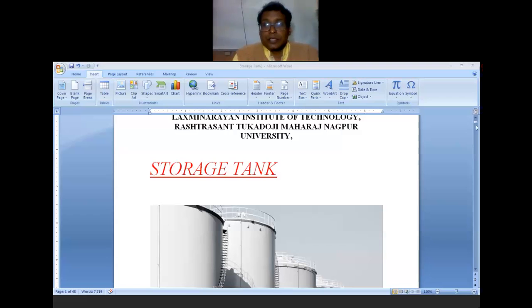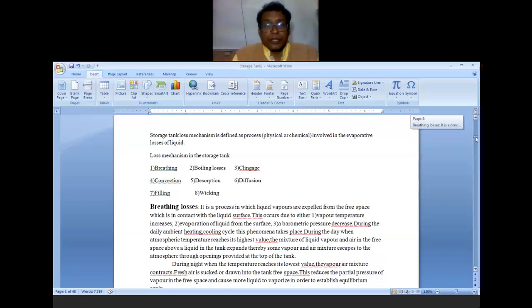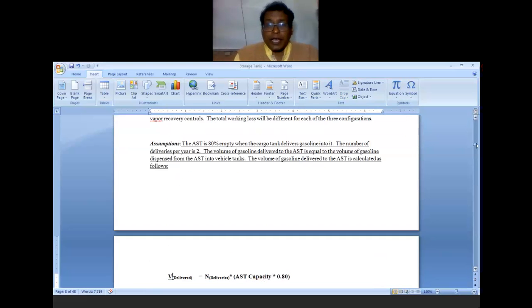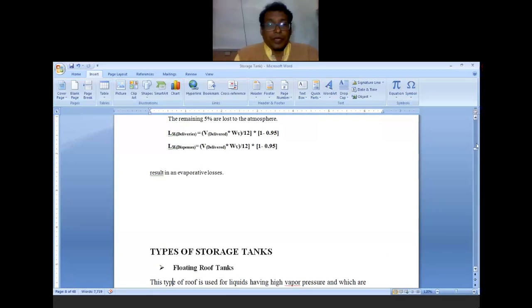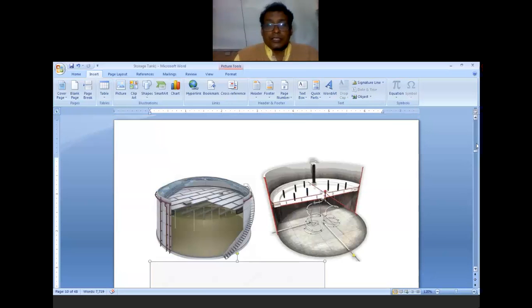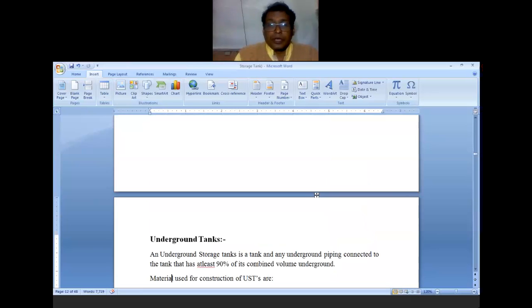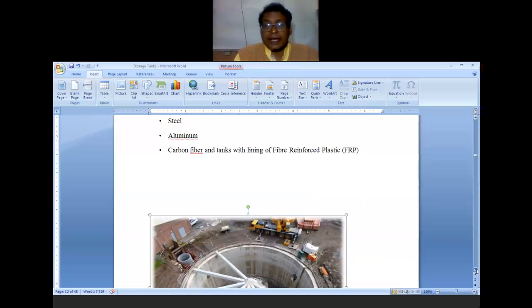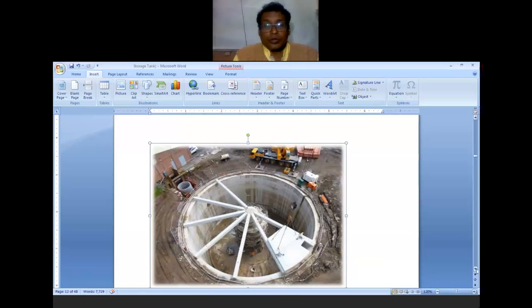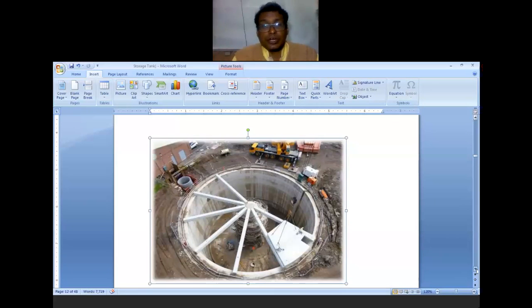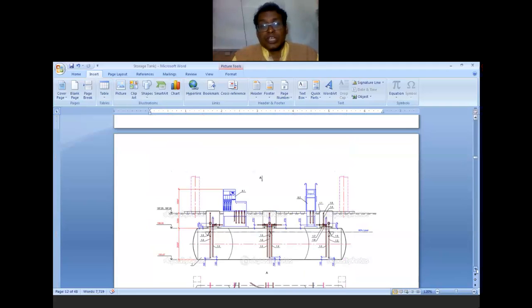Today, we are going to discuss the second section of storage tanks, that is related to the different types of storage tanks. One is a floating roof tank, in which the roof is floating. Next one is a fixed roof type. Then there are the underground tanks, that is, the tank itself is built underground. That means 90% of the tank is underground, for the purpose of maintaining the temperature. Temperature variation is minimized in such underground tanks.